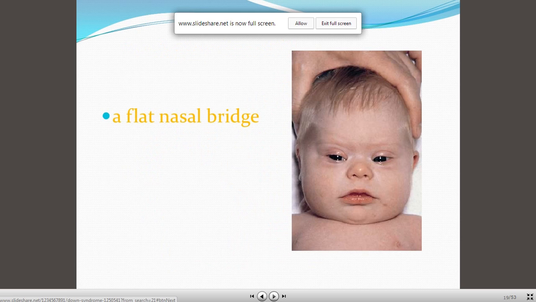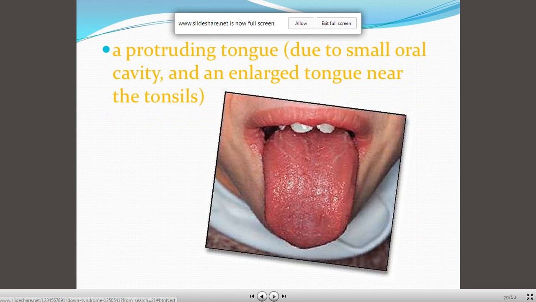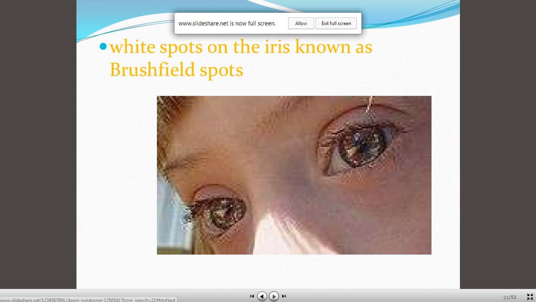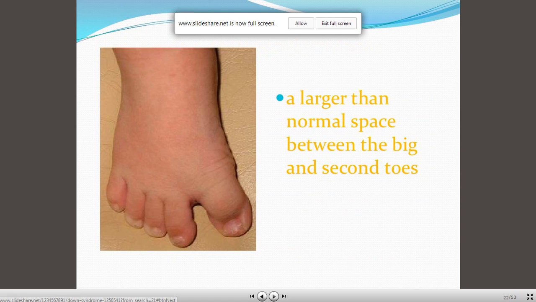A flat nasal bridge. A protruding tongue due to a small oral cavity and an enlarged tongue near the tonsils. White spots on the irises, known as Brushfield spots. A larger than normal gap between the big and second toe.